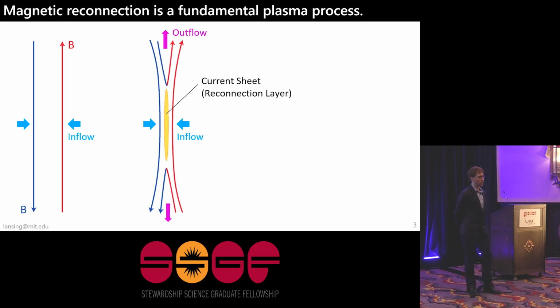Reconnection is a ubiquitous process that occurs in magnetized plasmas everywhere. When we have two counter-streaming flows of plasma carrying anti-parallel magnetic fields, like the situation you see on the left, at the center where the flows collide, we form a reconnection layer. This is just a name for the region of plasma where the magnetic fields are explosively annihilated. And thereby, we also form a strong electric current in this region.